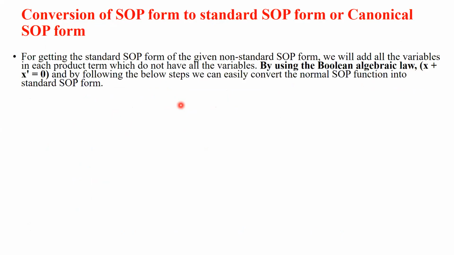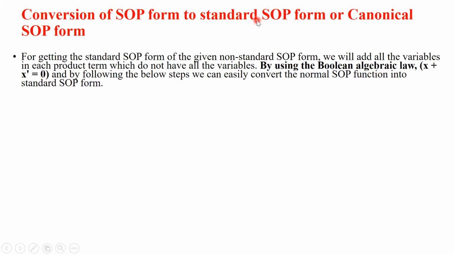Now see, the last topic of such canonical form is conversion of sum of product form to a standard sum of product form. What is the meaning of this? Suppose I have 3 variables x, y, z or a, b, c. Standard form means all the variables should be there, like x, y, z dash or x dash, y dash, z. All 3 terms are present. That is called my standard form.